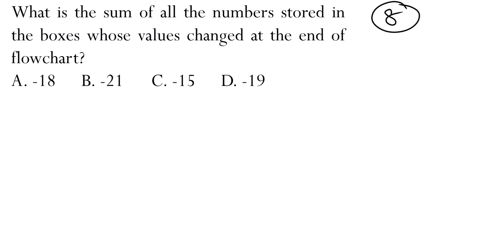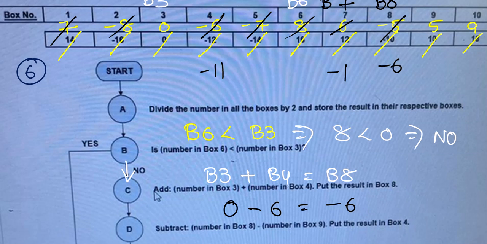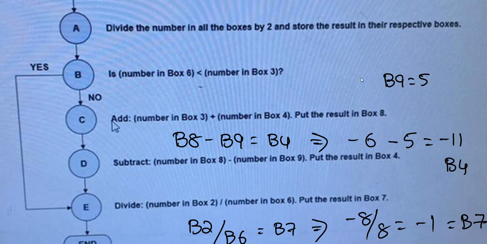But if they say sum of all negative values, then what will be? It's a big number, no? Minus 8, minus 7, minus 15, minus 26. Huge. I think sum of all negative values may be what they gave.